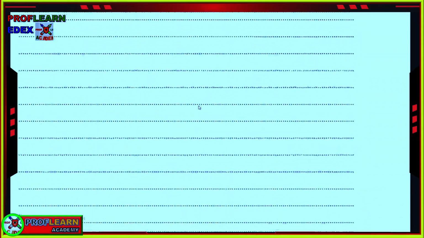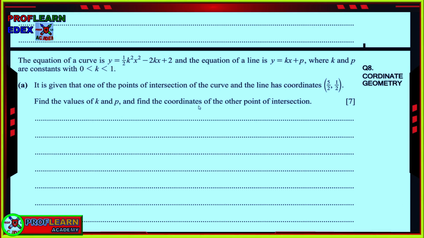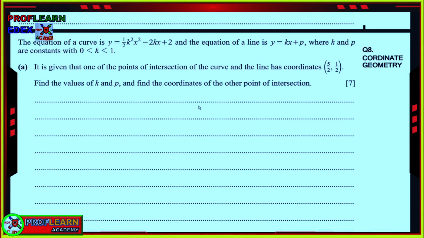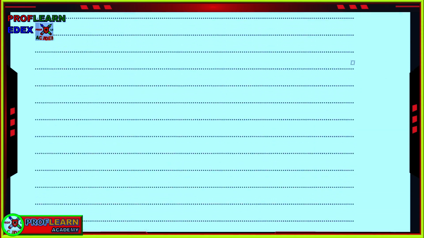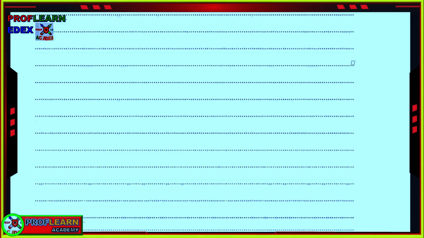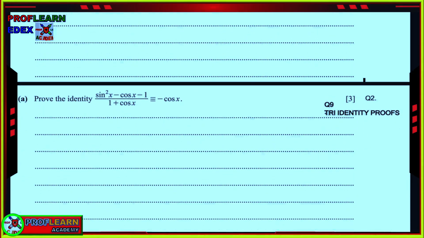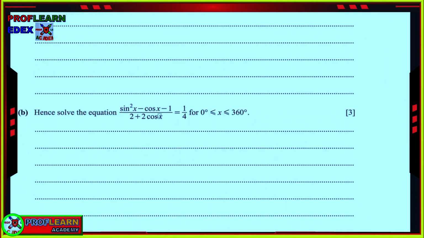We need to go down and check the area, and you need to know how to work out questions with the discriminant and coordinate geometry. These are possibly questions that will be tested. Another topic that will really surface is proof of trigonometric identities, and also how to solve trigonometric equations like this.